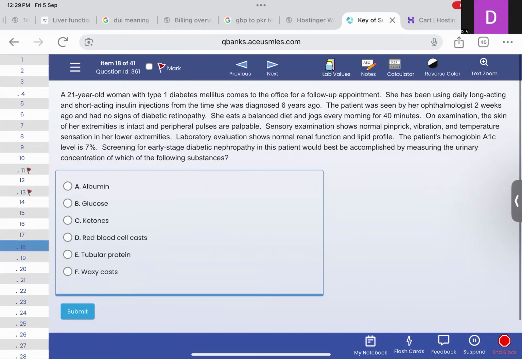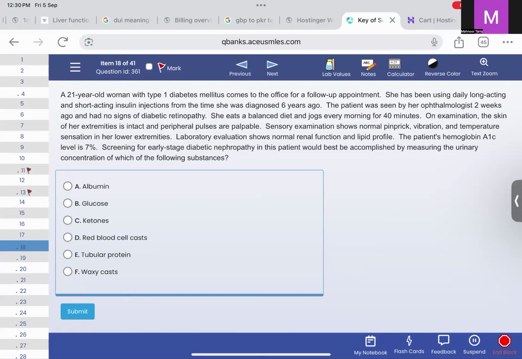Anyone, please? Screening of early stage diabetic nephropathy in this patient would best be accomplished by measuring the urinary concentration of which of the following substances. A 21-year-old woman with type 1 diabetes mellitus comes to the office for a follow-up appointment. She has been using daily long-acting and short-acting insulin injections from the time she was diagnosed 6 years ago. The patient was seen by her ophthalmologist and had no signs of diabetes. She takes a balanced diet and jogs every morning for 40 minutes.